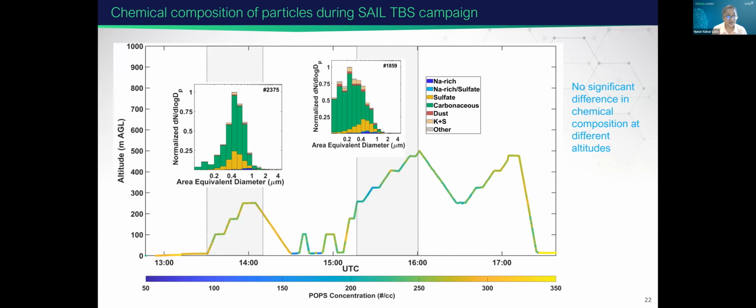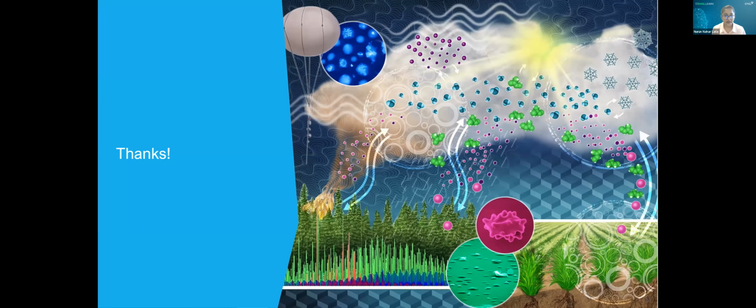Now I wanted to give some hints of the chemical analysis for the SAIL TBS campaign. This work is in collaboration with Dr. Alex Laskin from Purdue University and Dr. Paul DeMott from University of Colorado. Here we don't see much variation in the size resolved chemical composition, but we can see a difference in the size of the particles, because size can play a very significant role in cloud particle formation.